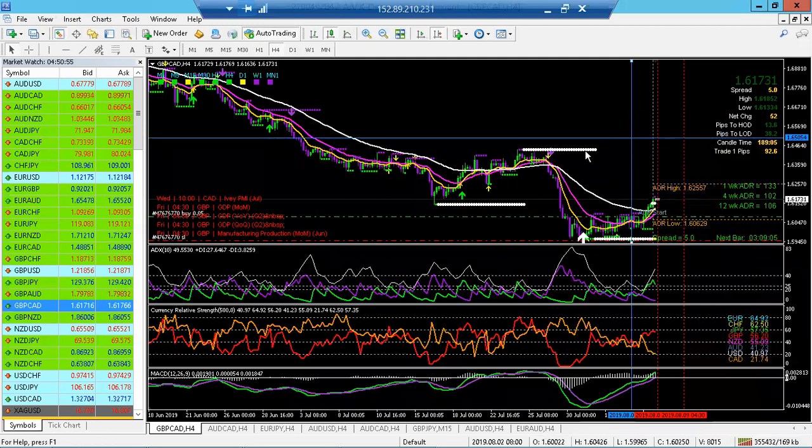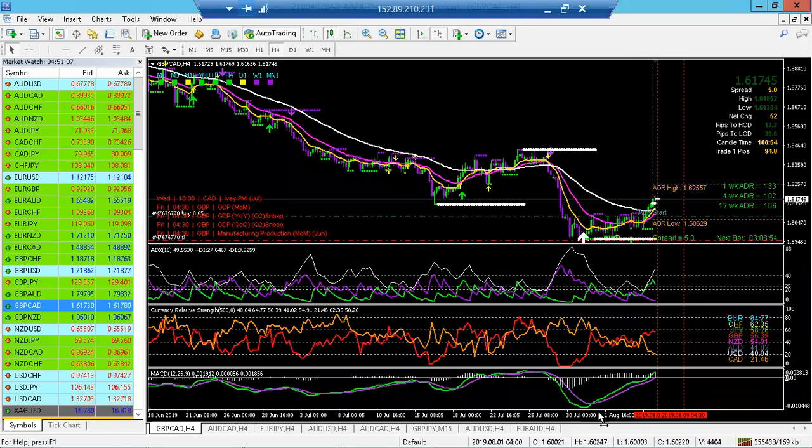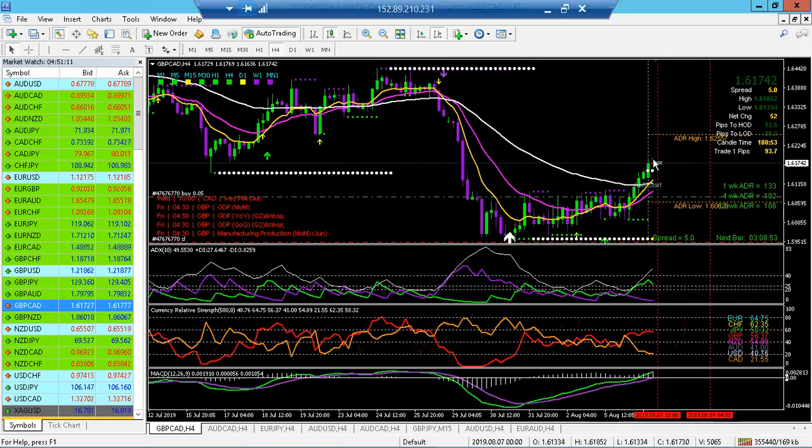Let's forget these darn white dots. I don't care for them, but I'm still playing with them. Delete all selected. Not letting me delete. There we go. Okay, we have some nice moves coming up. So this has definitely got a pullback. Worst case scenario, I can definitely see this coming to here.